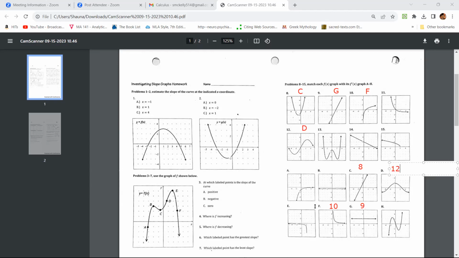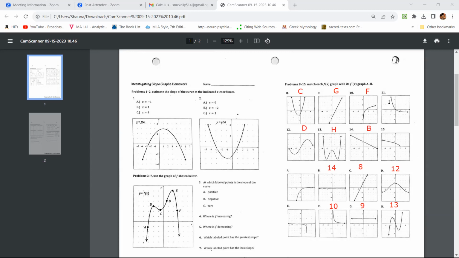Then we have 14. 14 was B here. This was 14. This is B here. And then we had 13 was H. So 13 was H. So here 13 is H. Okay. So now we have these two left.